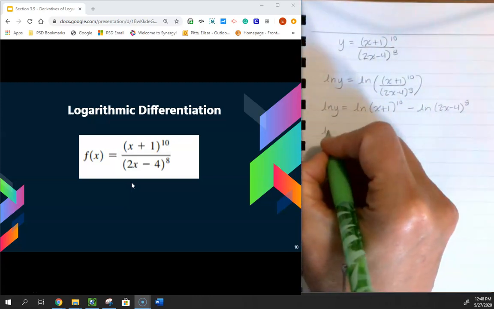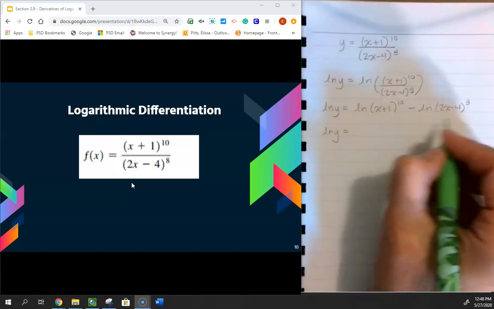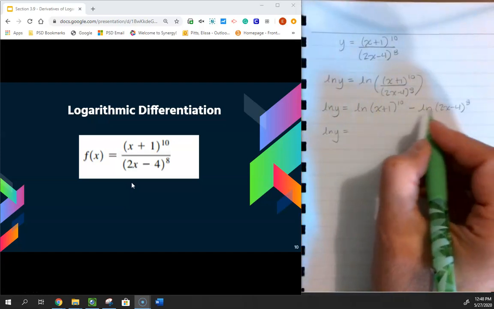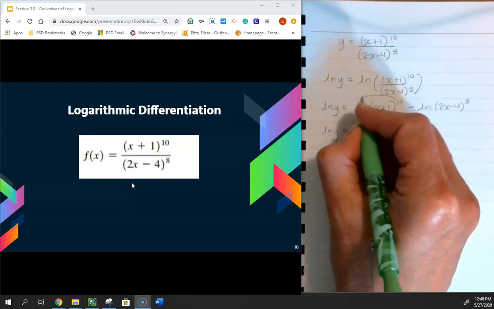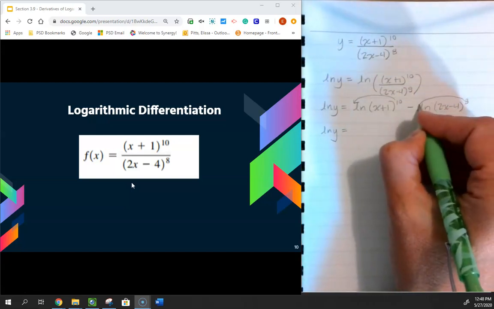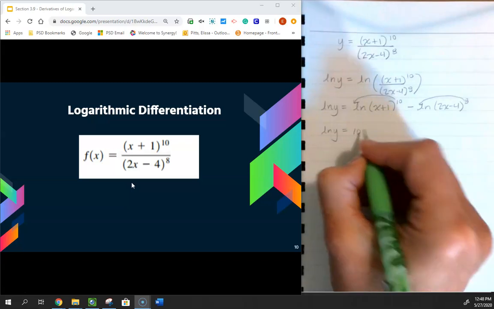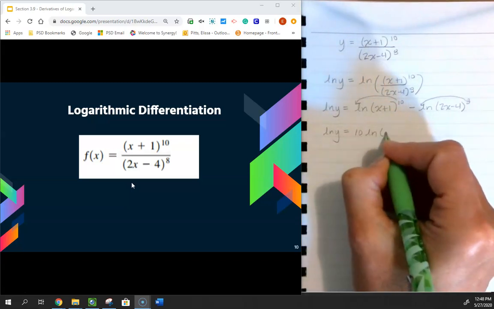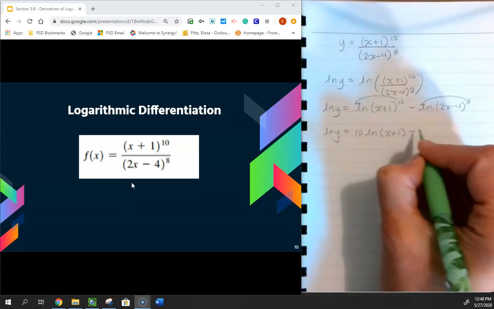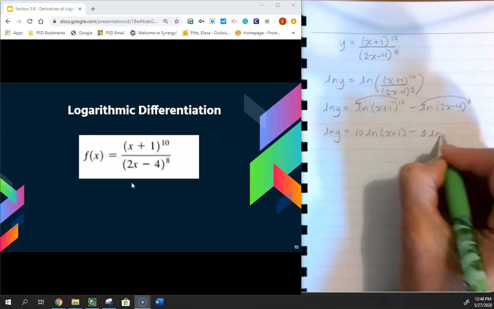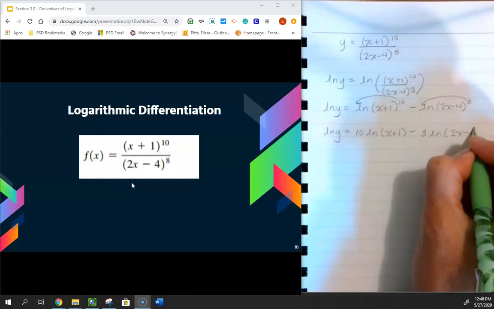And you could combine that in one step once you get to that point where you're going a little bit faster. Log rules also say I can move this 10 down and this 8 down in front. So I get 10 times the natural log of x plus 1 minus 8 times the natural log of 2x minus 4.